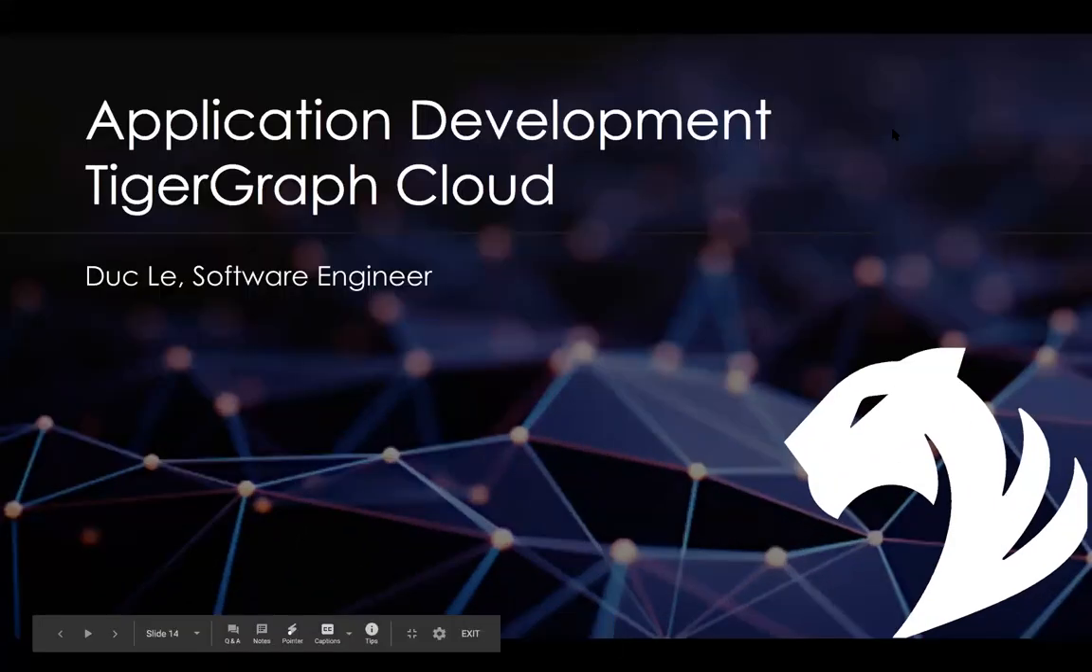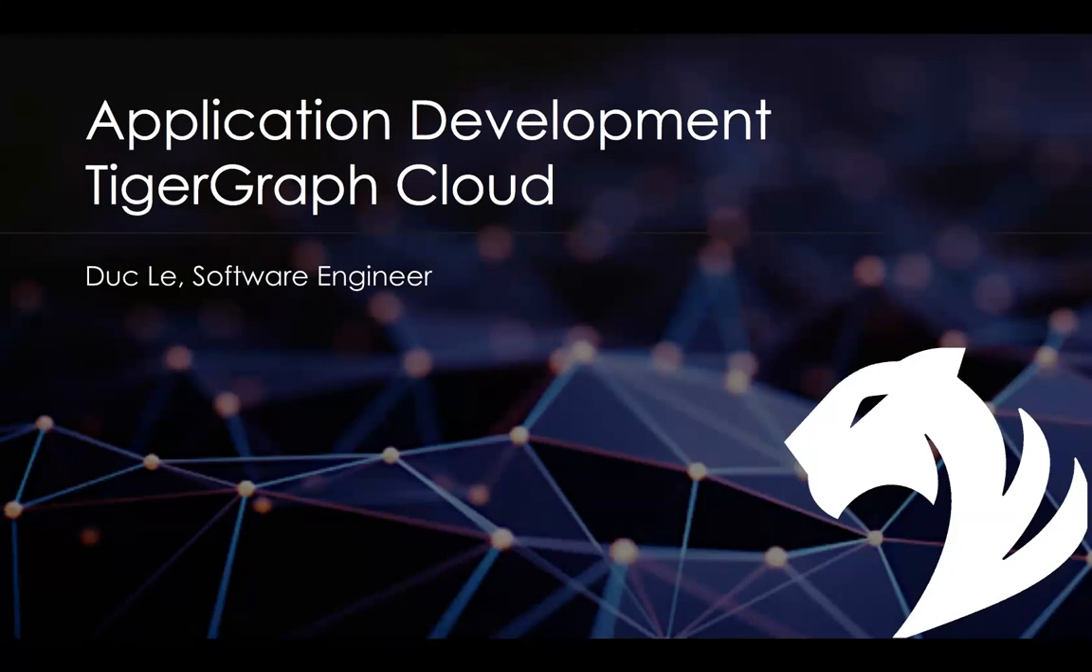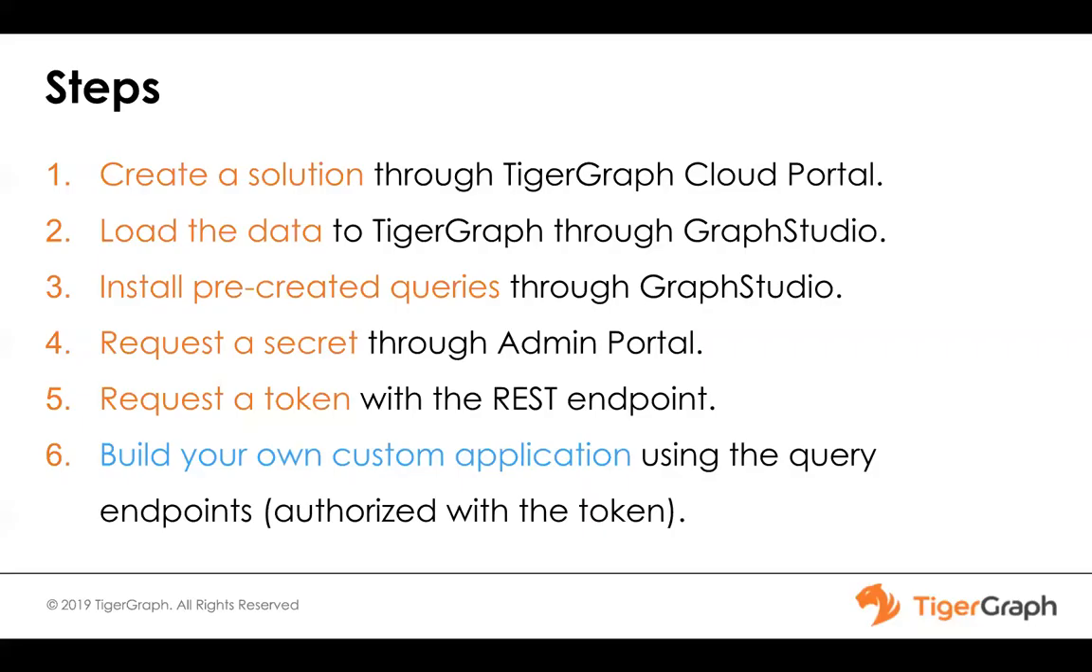Let's move on to the intro of today's talk. I'm going to show you step by step how to utilize the TigerGraph platform to develop your own custom application. First, let's take a look at the steps involved. The first step is to create a solution through the TigerGraph Cloud Portal. The second step is to load the data. The third step is to install pre-created queries. These two steps are done through GraphStudio. The fourth step is to request a secret through the admin portal. The fifth step is to request the token to the REST endpoint. And last but not least is to build your own custom application using the query endpoints and authorize it with the token retrieved in step 5. With these steps in mind, let's march onward to our demo.